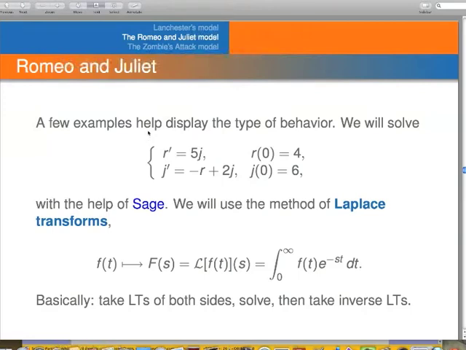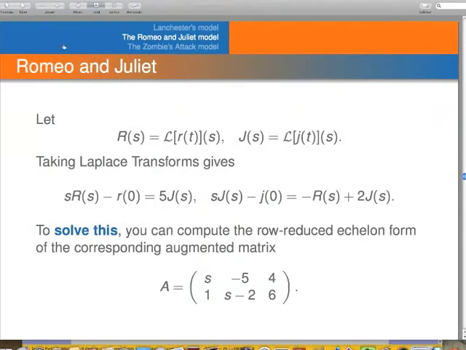Okay, so let's take an example and try to solve this system right here with the help of Sage. We know how to solve this kind of system using eigenvalues and eigenvectors, so let's try a different method. Let's see how Sage can help us solve the system using Laplace transforms. The Laplace transform changes derivatives of lowercase r of t to multiplication by s in the s domain. So when we take the Laplace transform of the lowercase letter, we replace it by the uppercase letter. That's our notational convention here. And so this represents the Laplace transform of r prime. This represents the Laplace transform of j prime, for example.